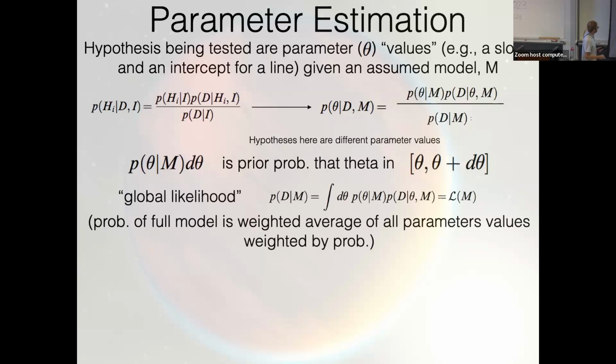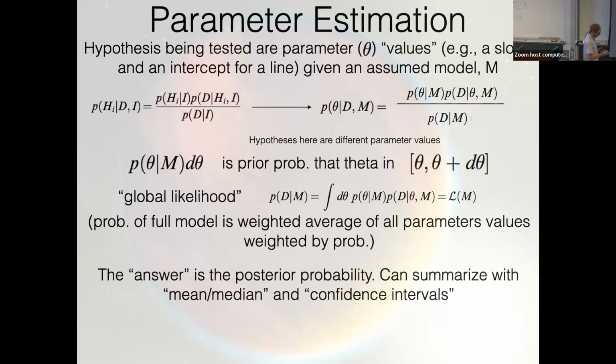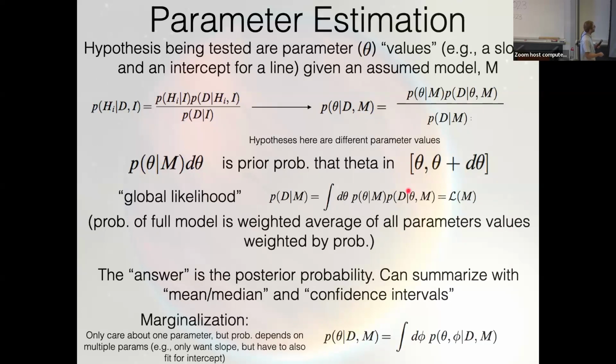And I sort of explained this already. And then you can integrate over all of your model space to get this global likelihood, which is what you ultimately use to do the model comparison.